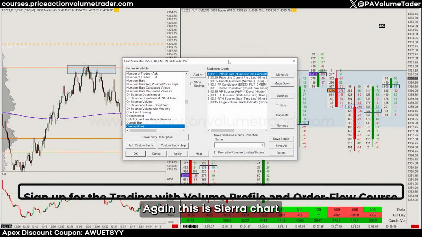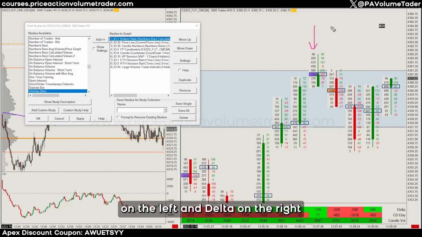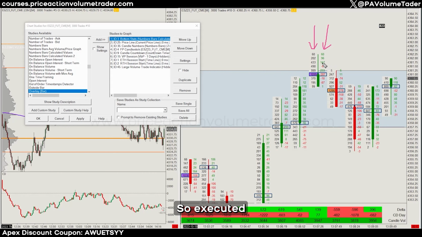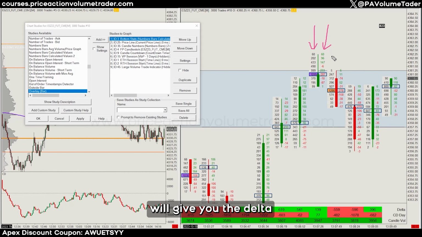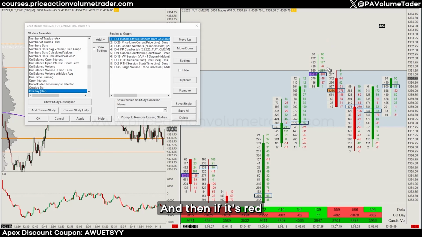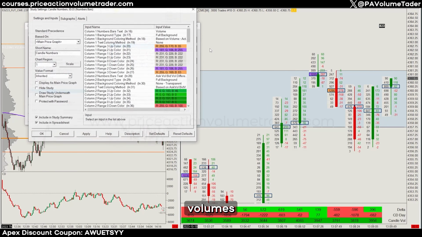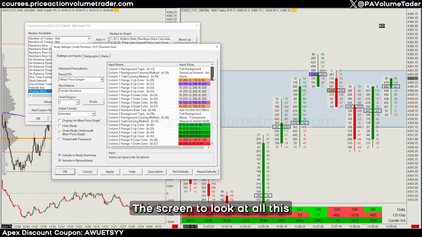Again, this is Sierra Chart, but any platform that lets you use footprint usually has these options. I have it set as volumes on the left and delta on the right. So executed aggressive orders to buy minus aggressive orders to sell will give you the delta. If it's a green number, that means this was a positive delta, more aggressive buying than selling. And if it's red, there was more aggressive selling than buying. And on the left, I have the volumes. I'm not going to go through this in detail. If you want, you can just pause the video and check out the screen to look at all this.